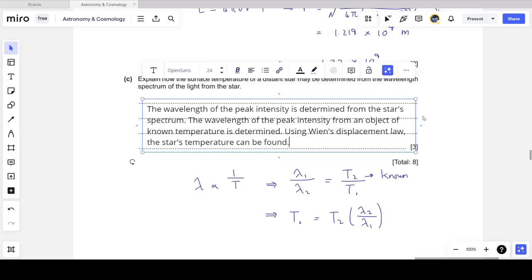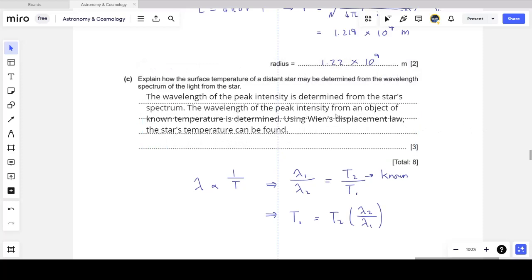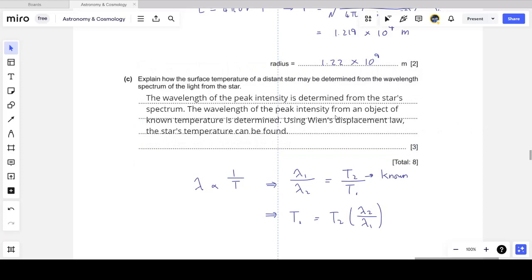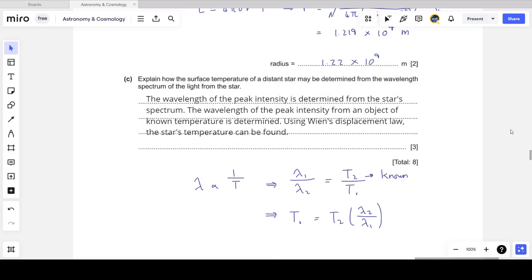Remember, Wien's displacement law has a constant there, but it's not a constant that we are given. It's not something that we remember either. So instead of using that constant b, which is not really a physical constant, we look for the wavelength of the peak intensity from another star of which we know the temperature, and then we use the wavelength of the peak intensity of the star that we are interested in, and Wien's displacement law, to find the temperature of the surface of that star. It's basically a matter of ratios.